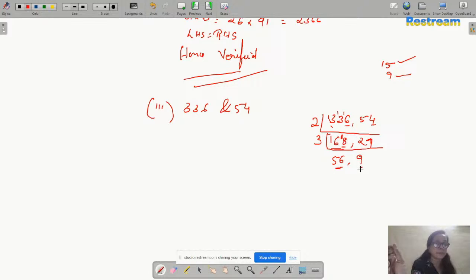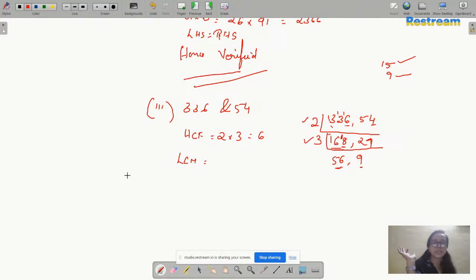Do it. Are you doing with me? Take your pen and paper and do it. 56 and 9. So, no other common factor. So, you just count the common factors. 2 and 3 are common factors. So, HCF is equal to 2 into 3. Clear? 2 into 3, that is 6.